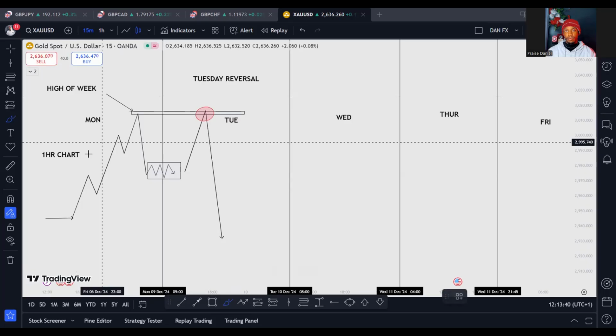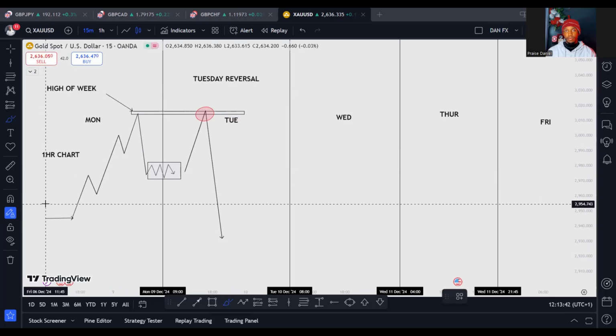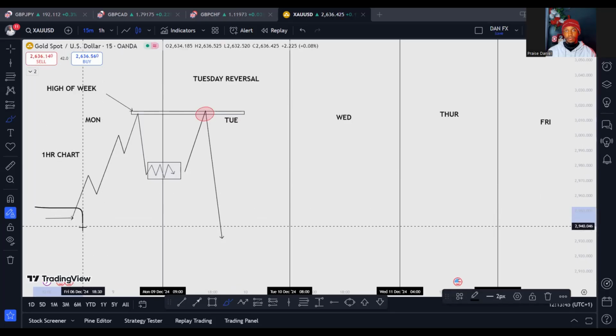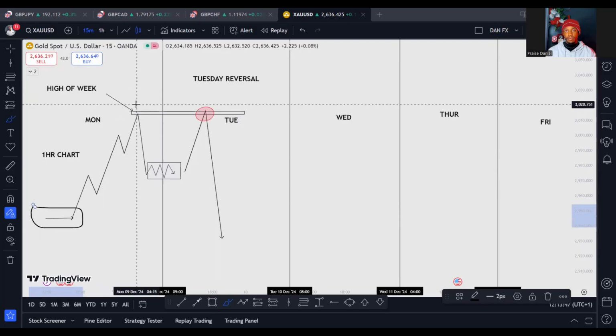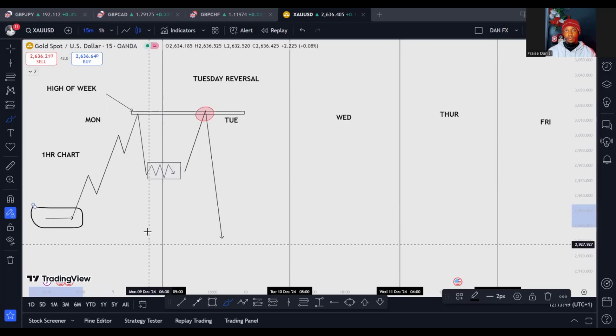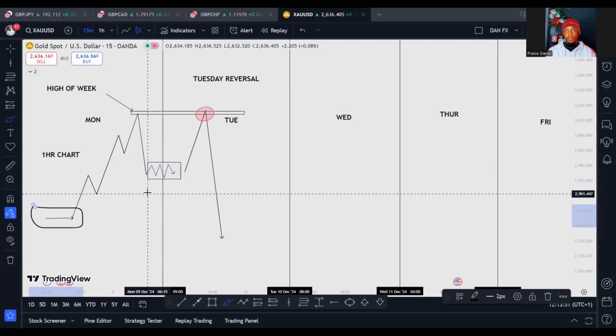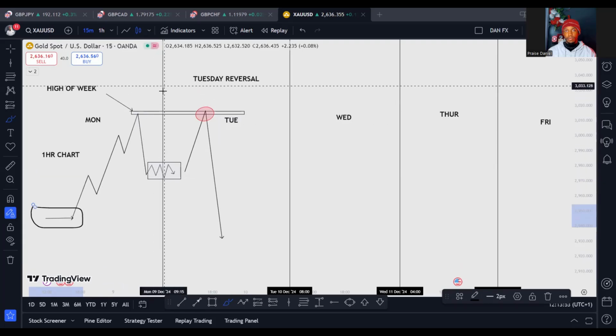So let me recap what I just said. We have the week started here. Price made its move to the upside and then pulled back immediately away from that area. Then what do we have? Price begins to consolidate and ends the day in consolidation.